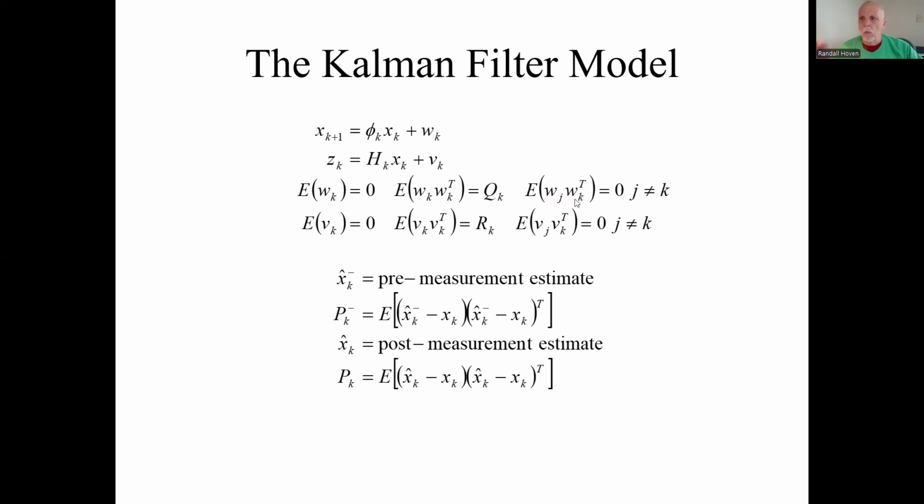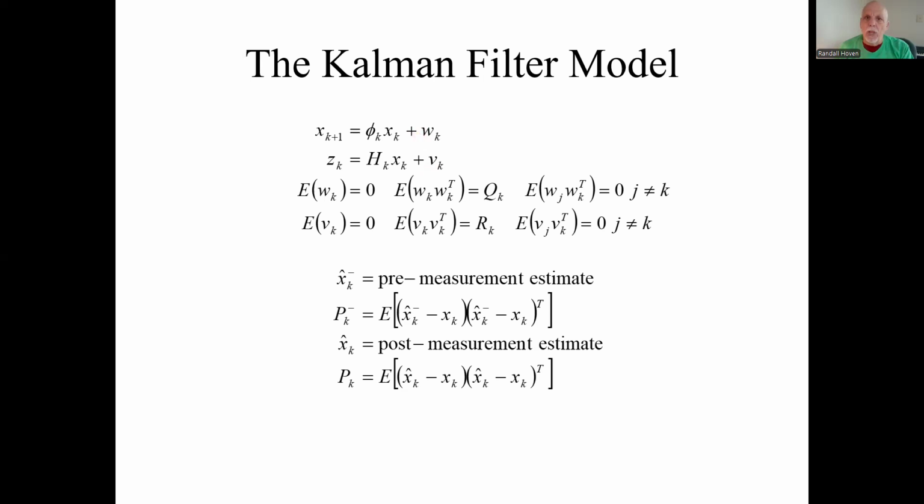And they are white, or independent sample to sample, meaning the W at time J and time K, if they're two different times, are uncorrelated. Same for the measurement noise. It's uncorrelated from time step to time step. It's white or independent sample to sample. And the W and V are uncorrelated from each other. So that's the setup of the system.